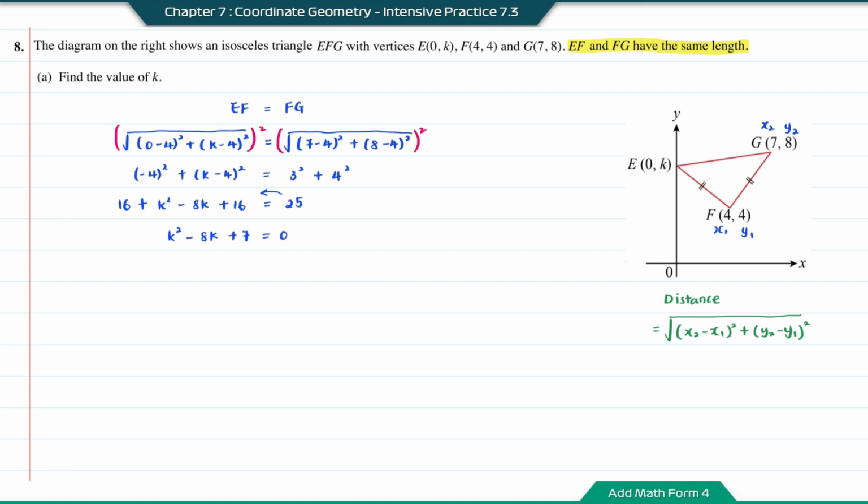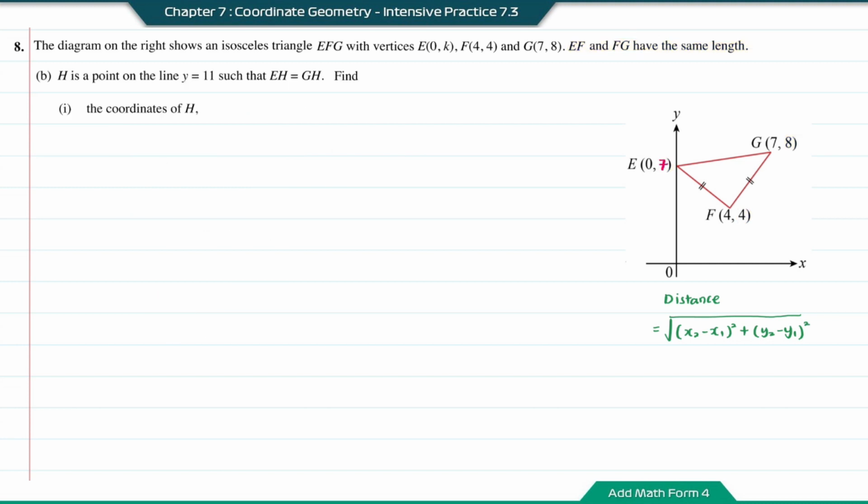Next, factorize this. We get (k minus 1)(k minus 7) equal to 0. Then the value of k is k equal to 1, and the other value of k is equal to 7. Based on the diagram, the value of k is in between 8 and 4. Therefore, we're going to reject the answer k equal to 1. And the correct value for k will be k equal to 7.